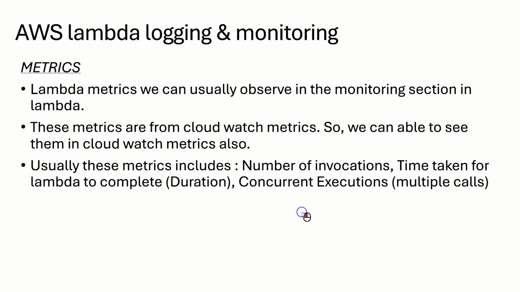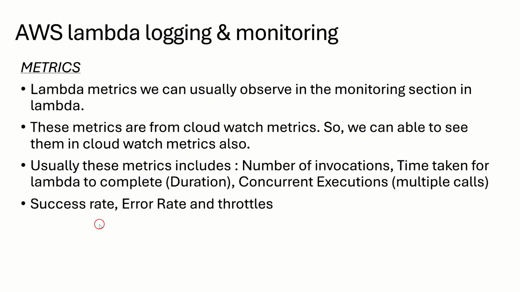The next point is success rate. Upon 10 executions, or n number of executions, how many successful executions happened and how many failed executions happened. From that we will get the success rate and error rate, and also throttles. And if it is an asynchronous invocation, async execution delivery failures, if any failures happen in that async execution delivery, that information will be displayed in the metrics section.